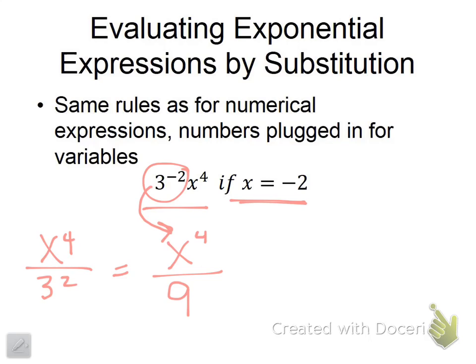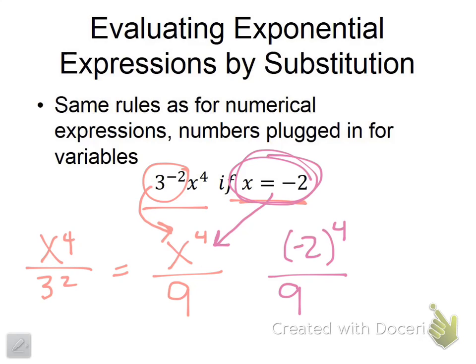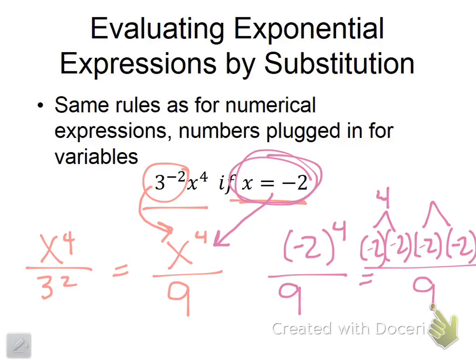Okay, so now I have it all the way reduced, so I'm going to plug this x equals negative 2 in for x. Whenever I plug it in, I'm always going to put it in parentheses. Always, always, always, because it's going to make a difference. So this is the same thing as negative 2 times negative 2 times negative 2 times negative 2 over 9. So negative 2 times negative 2 is 4. Negative 2 times negative 2 is 4. 4 times 4 is 16. So we're going to have 16 over 9 as our final answer for that one.